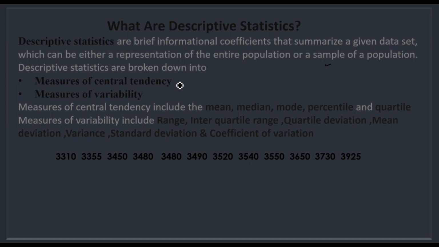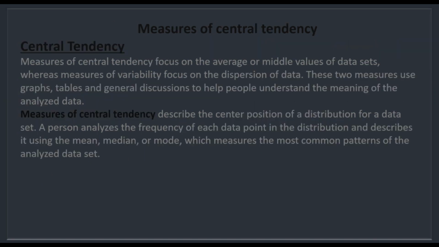These statistics are broken into two: measures of central tendency and measures of variability. Measures of central tendency include, as we all know, mean, median, mode, percentile and quartile. But the measures of variability are range, interquartile range, quartile deviation, mean deviation, variance, standard deviation and coefficient of variation. Here let's assume that this is a sample of data. In this sample, measures of central tendency concentrate on the central value. We are calculating a typical value, that is, an average, the central value for that particular data set. But the measures of variability are a little different. We will discuss them in later videos. Let's start with the measures of central tendency.